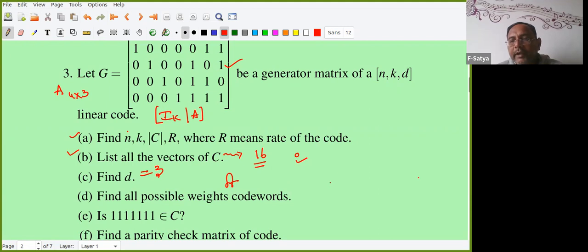Okay. So it is a linear code. In a linear code, the distance of the code equals what, in terms of weights? Do you remember that?